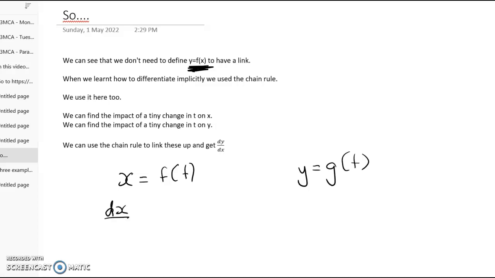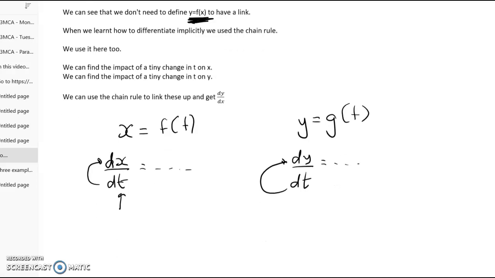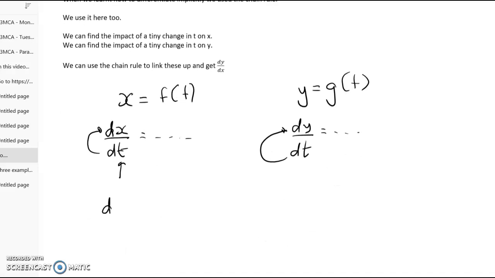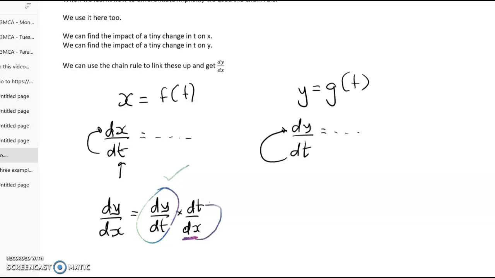So we can find the impact of a change in t, a tiny change in t, on x, and that's just dx by dt. We can do the same thing with y. We can find the impact of a tiny change in t on y. And so now we can use the chain rule to put those two things together. So dy by dx is equal to dy by dt times dt by dx. This one here we've already got. Now dt by dx we haven't got yet. We want to figure out per tiny change in x what happens to t.